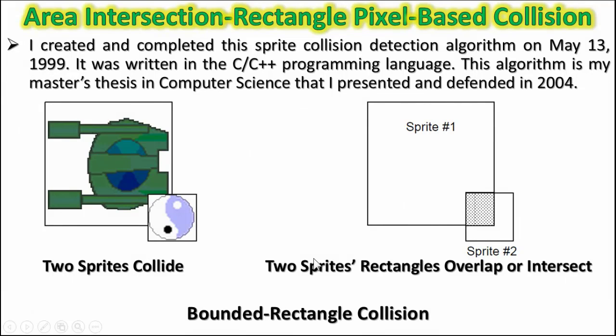Next, the area intersection rectangle pixel-based collision algorithm is my creation, and I completed this sprite collision detection algorithm on May 13, 1999. It was written in the C++ programming language. This algorithm is my master's thesis in computer science that I presented and defended in 2004. The algorithm will first test the bounded rectangles of the two sprites if they collide. When there is a collision between the sprites' rectangles, then it determines the area of intersection.